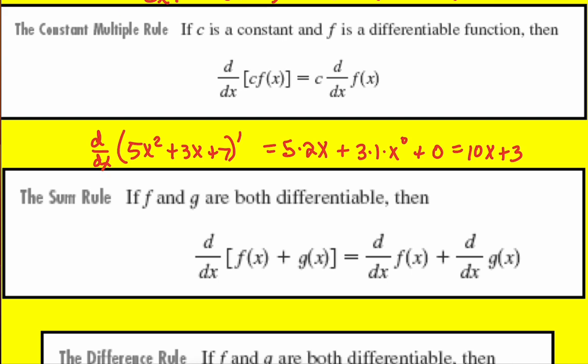Now think about if we had to apply the formula to 5x squared plus 3x plus 7. We would have to stick the x plus h in. We would have to square it, multiply it by 3, add 7. It would be a very long process. But look, we took the derivative in 5 seconds, okay?